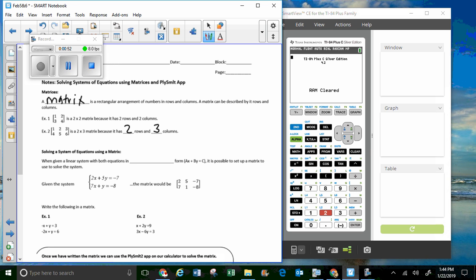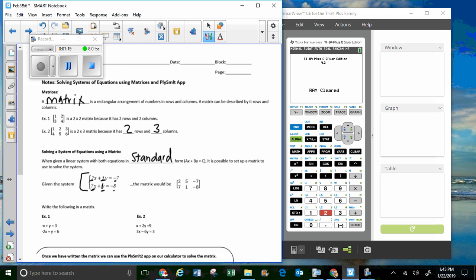So to solve a system of equations using a matrix, you first have to put both equations in standard form. And this is why we made such a big deal about it last unit. And then it's possible to set up a matrix. So if you look here, here's our 2 equations, okay? And then we've got our coefficients 2, 5, negative 7, and then 7, 1, negative 8. And you can see the matrix is 2, 5, negative 7, 7, 1, negative 8.